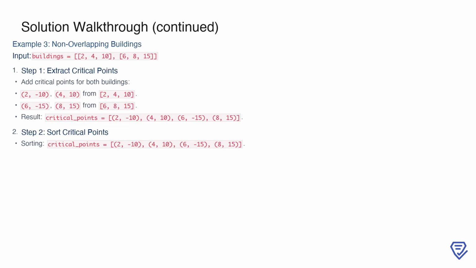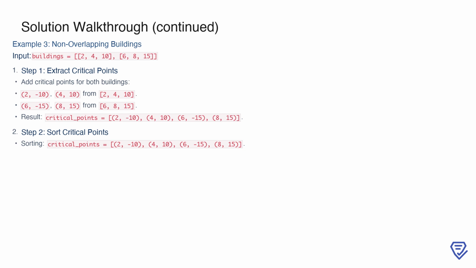Now consider an example with non-overlapping buildings, where the input is buildings = [[2, 4, 10], [6, 8, 15]]. As before, we start by extracting critical points. For the first building, [2, 4, 10], we add (2, -10) for the start and (4, 10) for the end. For the second building, [6, 8, 15], we add (6, -15) for the start and (8, 15) for the end. This results in critical_points = [(2, -10), (4, 10), (6, -15), (8, 15)].